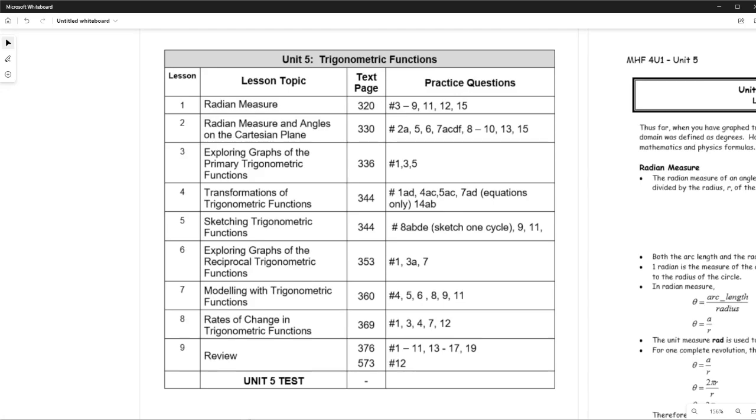This is the first lesson from Unit 5 in Advanced Functions, where we make the shift away from polynomials and rationals and towards trigonometric functions and exponential functions. This unit, as you can see here, has 8 sections to it, plus there's a review, plus I think there will be a quiz as well.